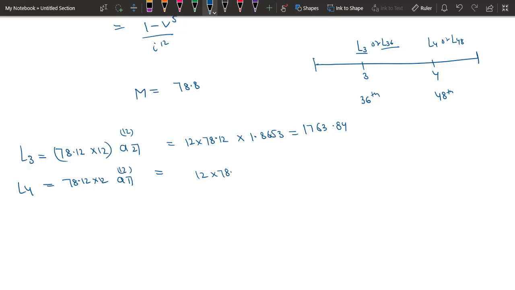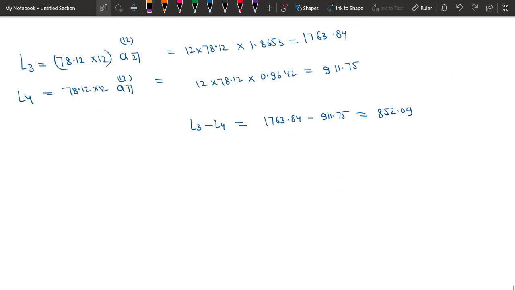So the total amount of capital paid between time 3 and time 4, or the total amount of capital paid between 36th installment and 48th installment is L3 minus L4, which is equal to, so you have paid 852.09 as capital in this whole year, and to calculate the interest, first calculate the total amount that you have paid in this year.